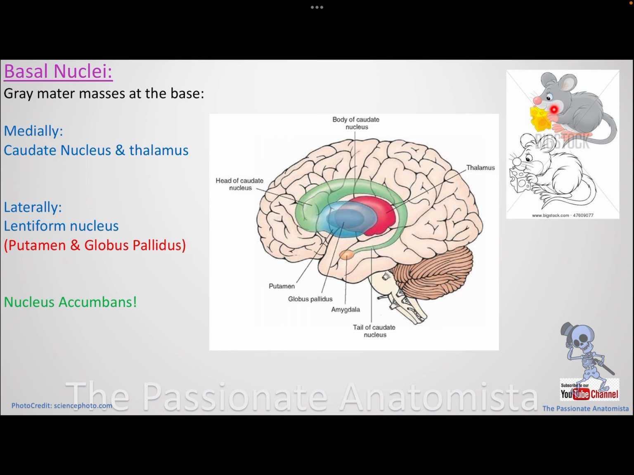Why is this important? Because I want you to know that at some point anterior, if we take a coronal section anteriorly, you will find that the caudate nucleus is continuous with the outer part of the lentiform, the putamen. And this continuation is what we call the nucleus accumbens. This is where the mouse is going to eat the cheese. Okay, the continuation here is going to be the nucleus accumbens.